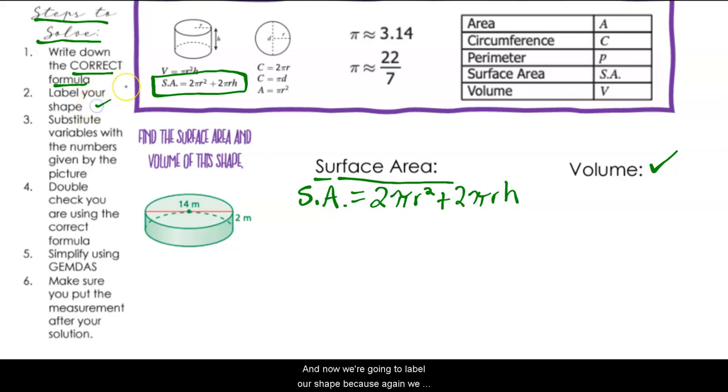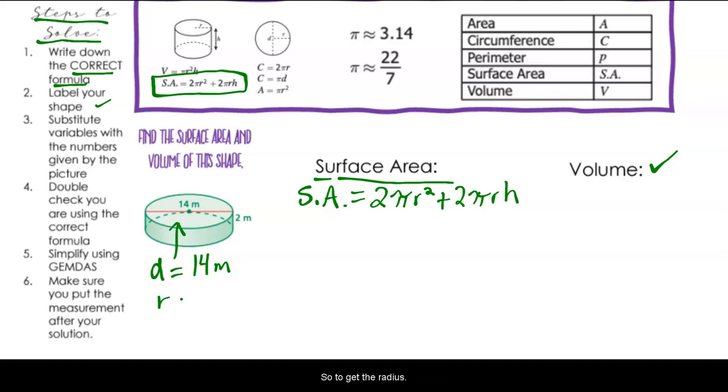And now we're going to label our shape because again we need pi and we need height. Oh, excuse me, we know pi. We need the radius and we need height. So here again we're given the diameter. The diameter is 14 meters.